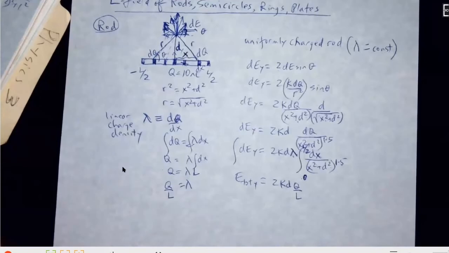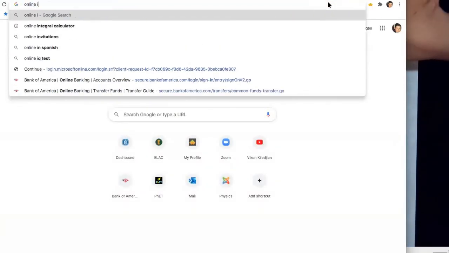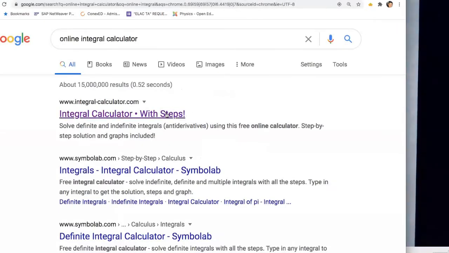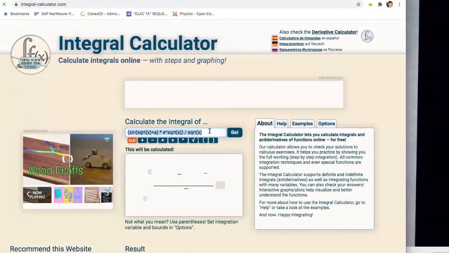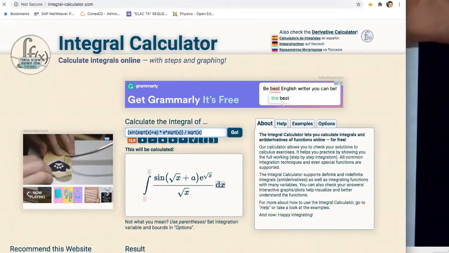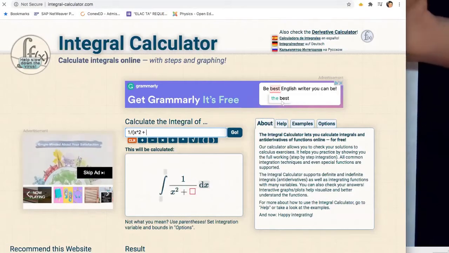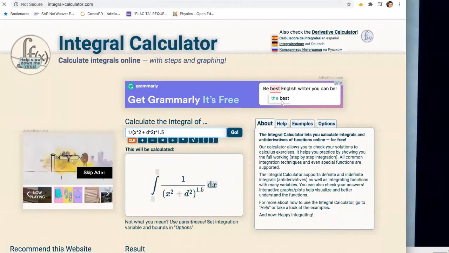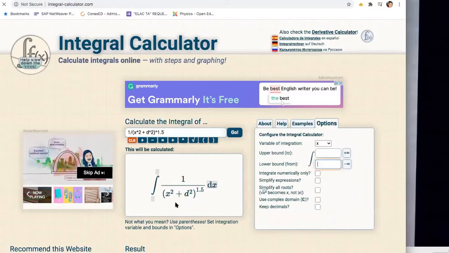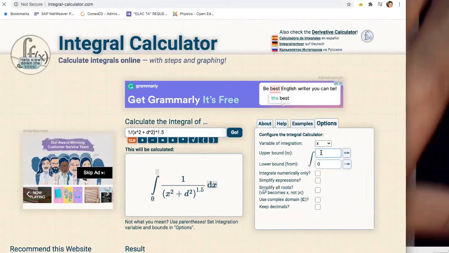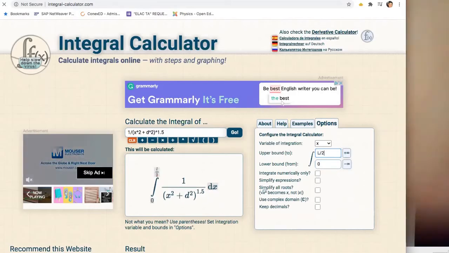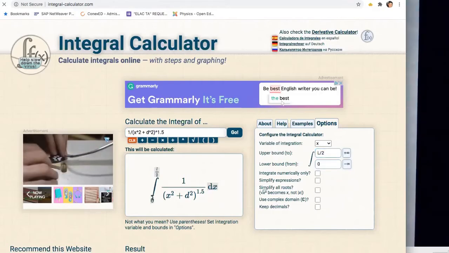So let's go to a general integral with variables; this one should still be doable. It's 1 divided by (x squared plus d squared) to the power 1.5, from 0 to L over 2, so 0 to half the length of the rod.